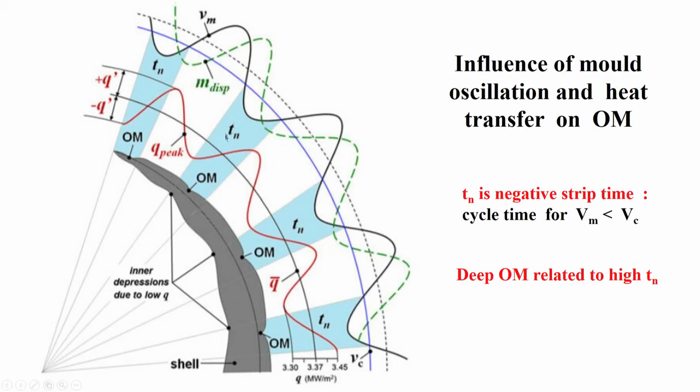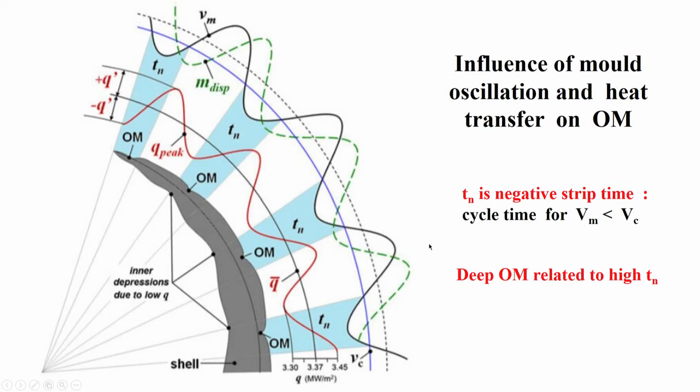So, larger is the negative strip zone, the more is this negative strip time, the deeper will be the oscillation marks. Here I have mentioned Tn is negative strip time. I have told you, during the cycle time where Vm, the mould velocity, is less than the casting velocity, that is what is negative strip time. So, deep oscillation mark is related to high negative strip time.